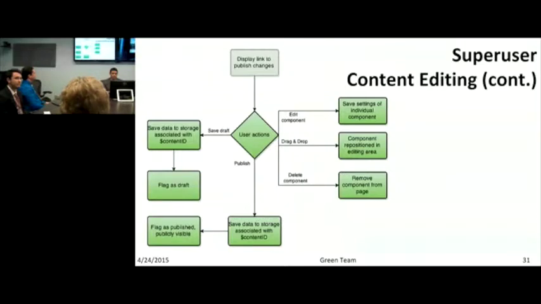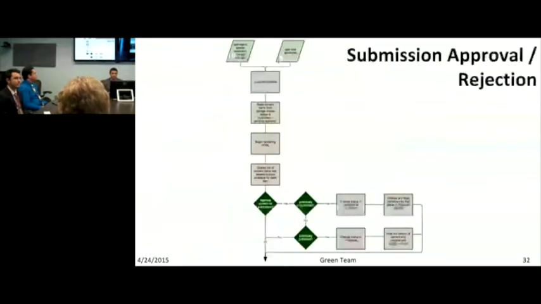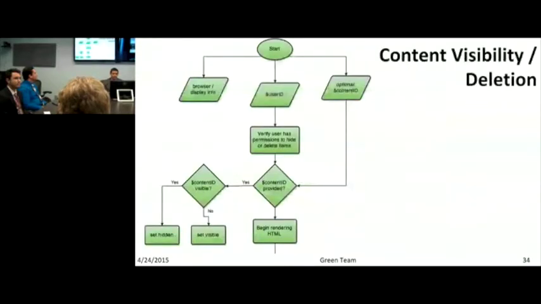Submission approval rejection is just like it sounds. Articles go to editors and have to be approved or rejected. There's also rejection with comment, so they can tell why it was rejected. Content visibility or deletion: hide or make public existing stories, and or delete them altogether. Good.